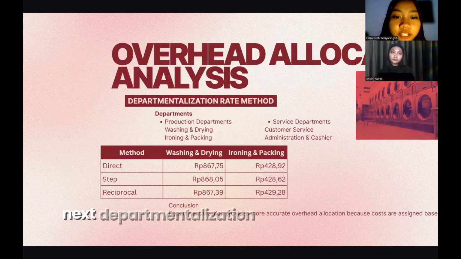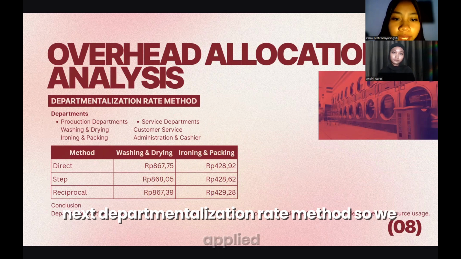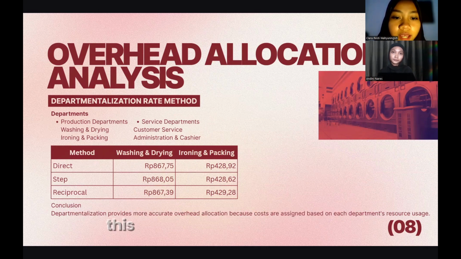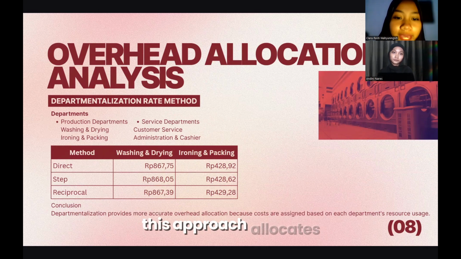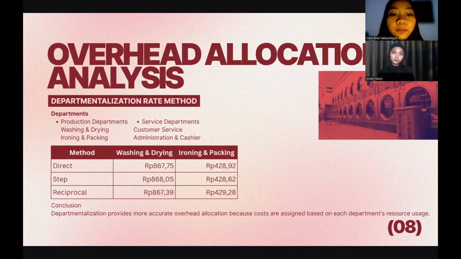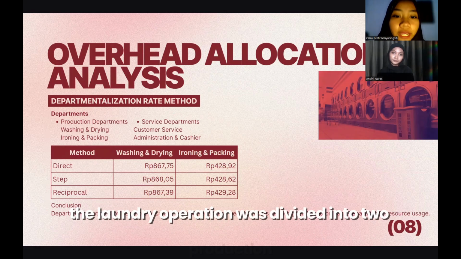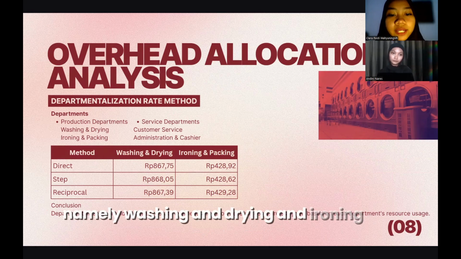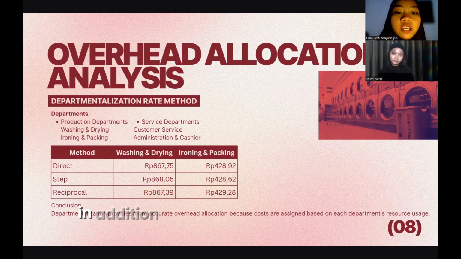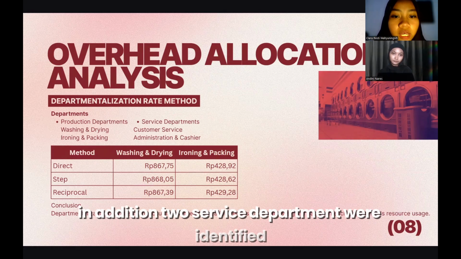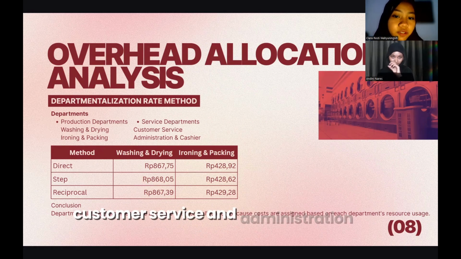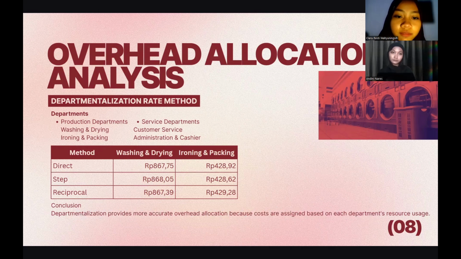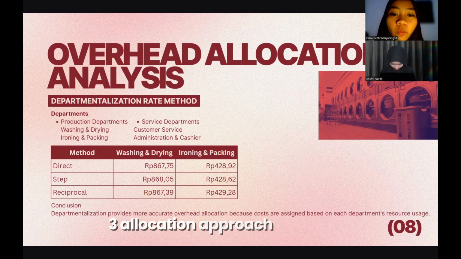Next, departmentalization rate method. Unlike the single rate method, this approach allocates manufacturing overhead based on departmental resource consumption. The laundry operation was divided into two production departments, namely washing and drying and ironing and packaging. In addition, two service departments were identified: customer service and administration and cashier. Three allocation approaches were used.